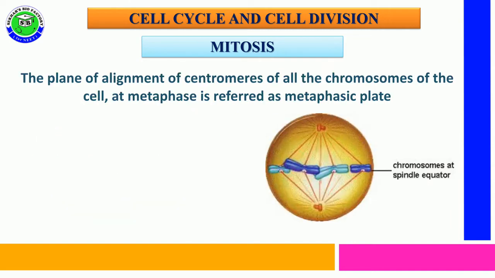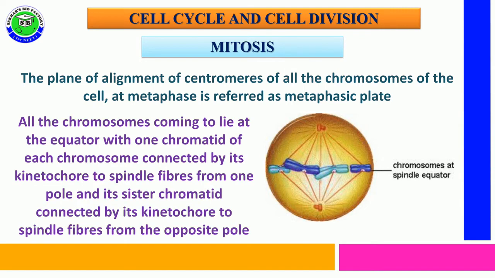The plane of alignment of all the centromeres of the chromosomes forms a plate-like structure, which is referred to as the metaphasic plate. So all centromeres form a metaphasic plate in metaphase. The chromosomes are aligned at the equator. At this time, one chromatid is present on one side with its kinetochore and spindle fiber, and the other chromatid is present on the opposite side with its kinetochore and spindle fiber. Both are present at opposite poles.